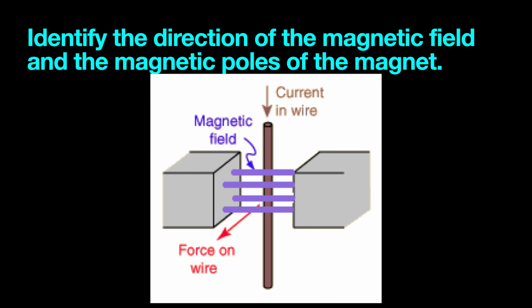Let's try one more. In this case, try and identify the direction of the magnetic field lines and therefore the magnetic poles on the magnet. We're given the direction of current flow, downwards, and we're given the force that the wire experiences, coming out of the screen. Using Fleming's left-hand rule, pause the video and identify the direction of the magnetic field lines. And from that, what's the North Pole and what's the South Pole?